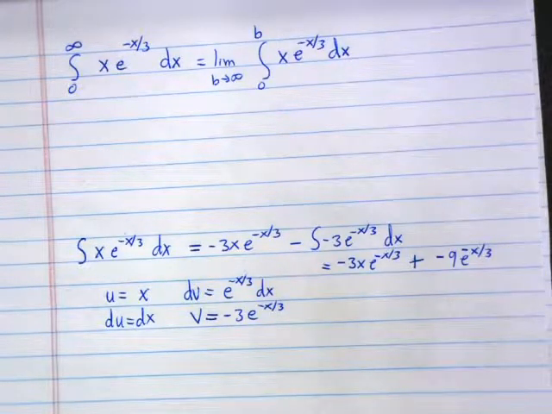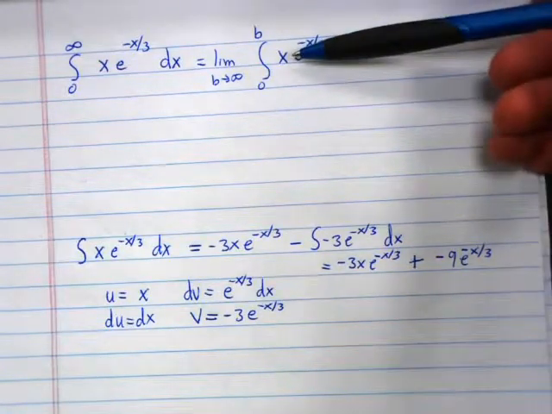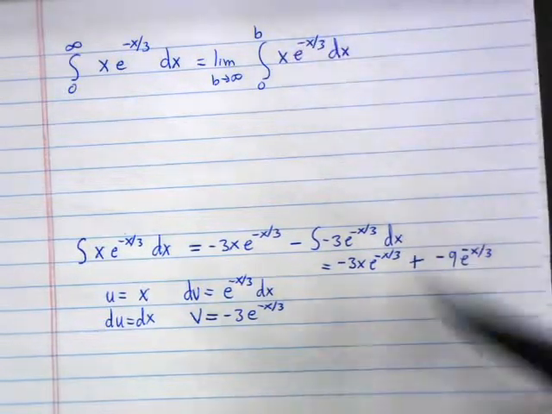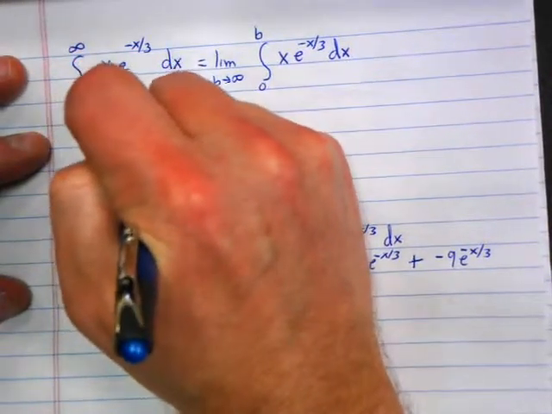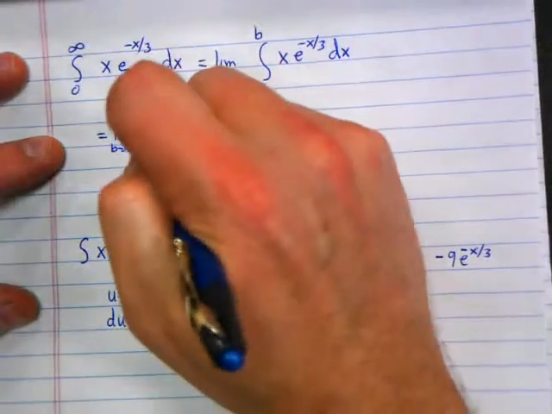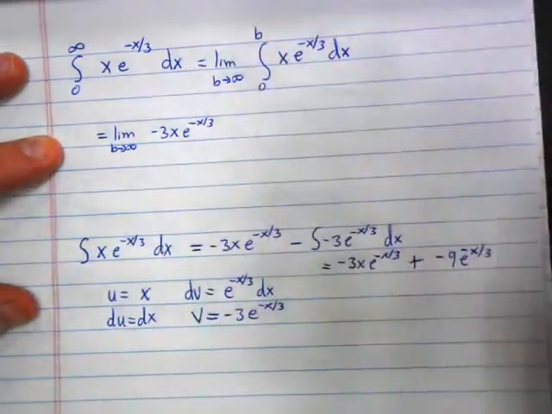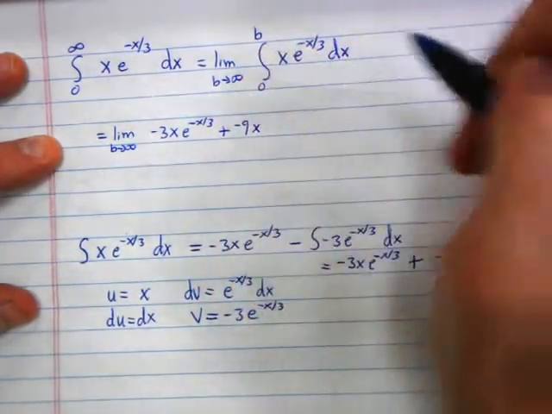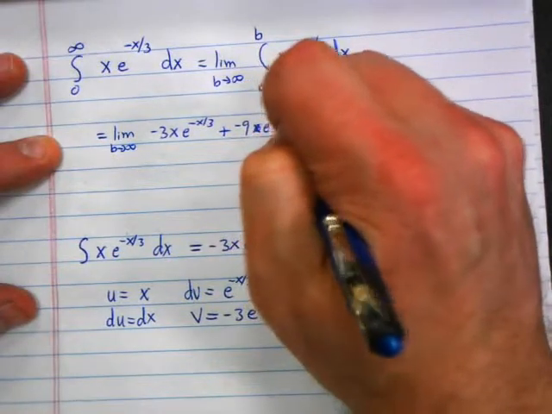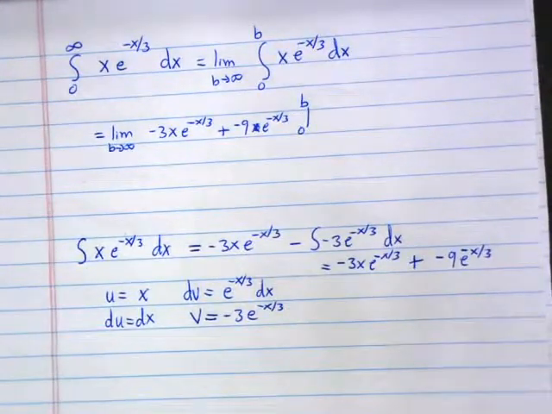Technically, we should have a plus c, but I'm not worried about the plus c because now I'm going to jump back up here and I got to plug my numbers in. I'm going to have the limit as b goes to infinity, negative 3x e to the negative x over 3 plus negative 9 e to the negative x over 3. I got to plug b in, I got to plug 0 in, and then I got to take my limit.